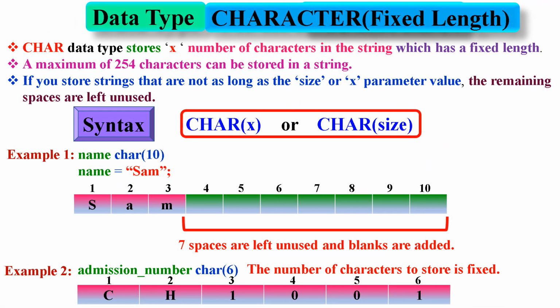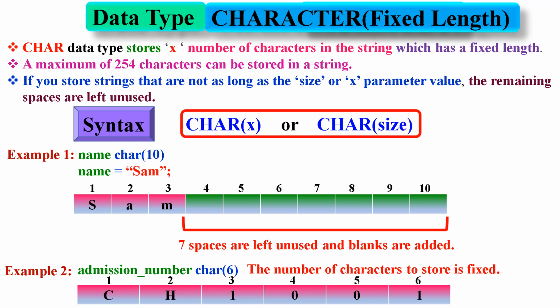Next data type is character of fixed length. CHAR data type stores X number of characters in the string which has a fixed length. A maximum of 254 characters can be stored in a string. If you store strings that are not as long as the size or X parameter value, the remaining spaces are left unused. The syntax is char of X or char of size.